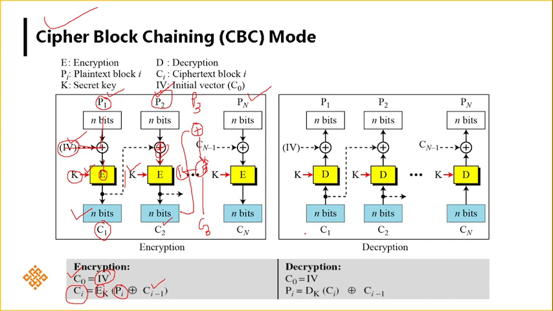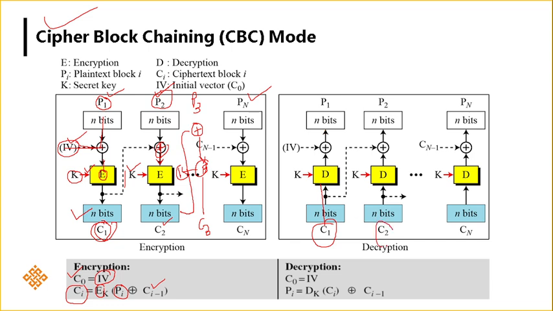So decryption is the same. Whatever the first block of ciphertext you got, do the decryption with the key. Whatever the output you are getting, do the XOR operation with the initial vector that you are going to assume. Then you will get back your first block of plain text.